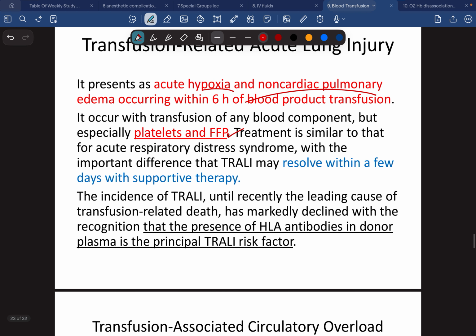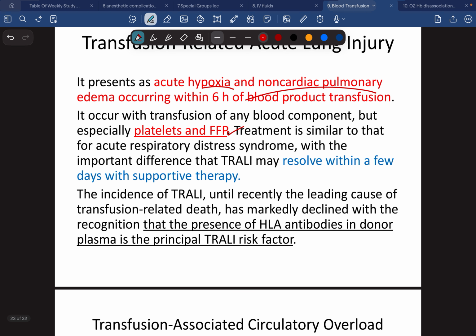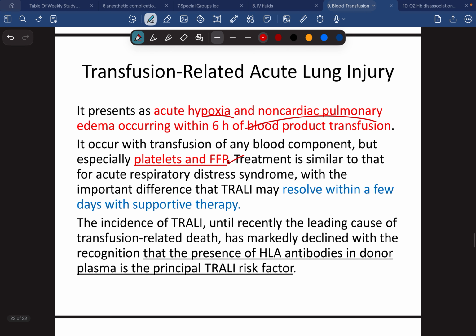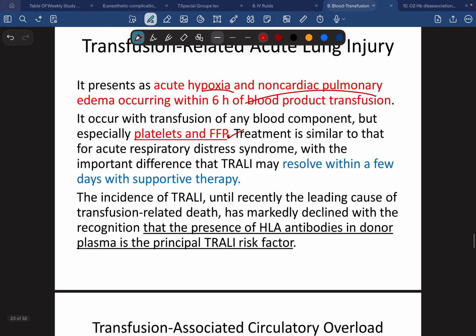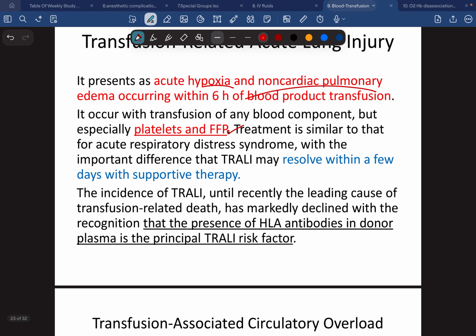It might resolve within a few days of support, but it's also the leading cause of transfusion-related deaths. So, might resolve, might not. TRALI has usually markedly declined since we started testing for HLA antibodies in the donor plasma, the principle of a TRALI risk factor.